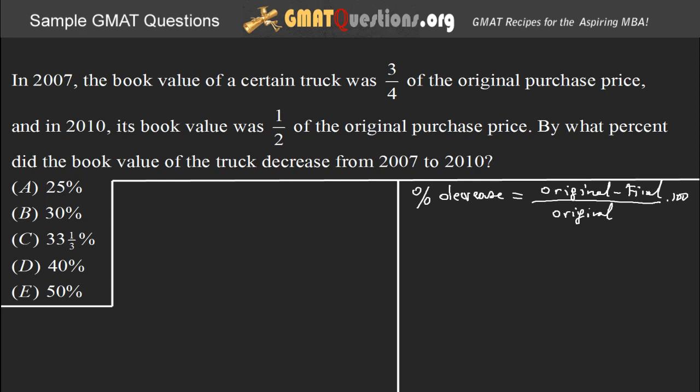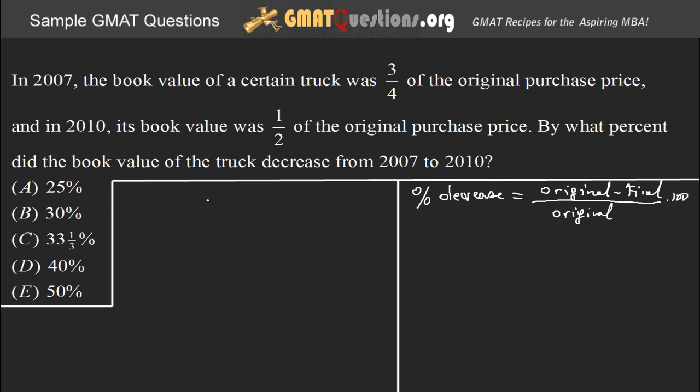Notice that the difference between the percentage decrease and the percentage increase is merely the numerator. In the percentage increase, we had final minus original over original. But for the percentage decrease, in order to have a positive number here, because you have positive percentages, we need to switch the final and the original values. So now we have original minus final over original. Okay? So take note of that. Okay, let's go to work now.